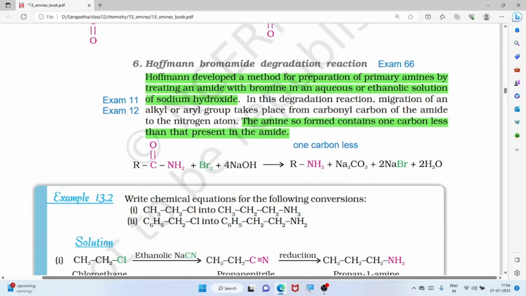This is the Hofmann bromamide degradation reaction. Hofmann developed a method for the preparation of primary amines by treating the amide with bromine in an aqueous or ethanolic solution of sodium hydroxide. So the amine formed has one carbon atom less than that present in the amide. This is a degradation reaction, so the resultant amine will have one carbon atom less than that present in the amide.